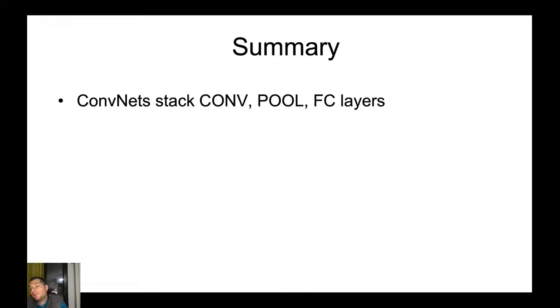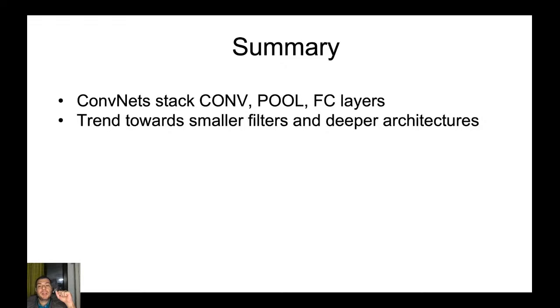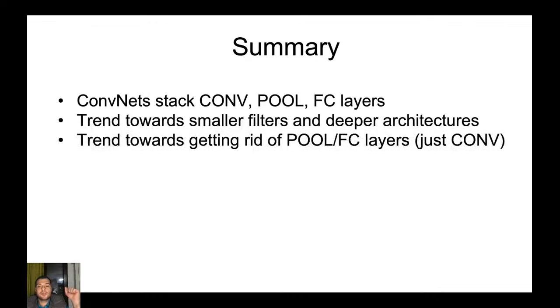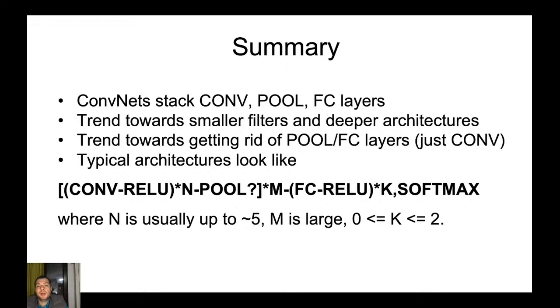I think we're finishing in time here. So as a summary, the convolutional neural networks are based on stacking convolutional, pooling and fully connected layers. There is a trend towards using smaller filters and deeper architectures, and a trend towards getting rid of pooling and fully connected layers. So for example, a residual network doesn't have any fully connected layers, just a softmax layer.